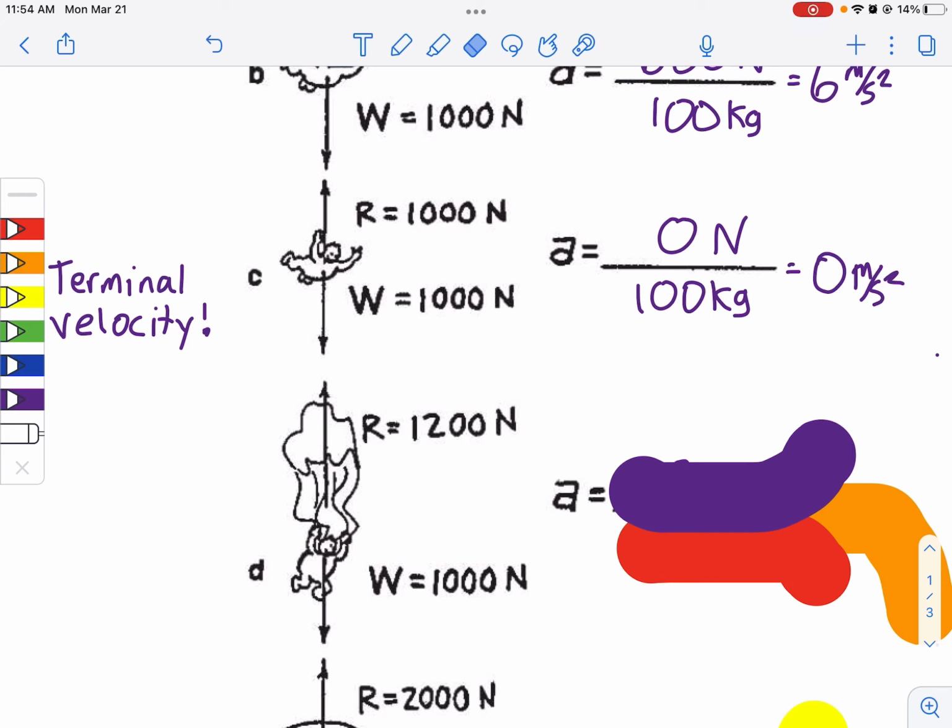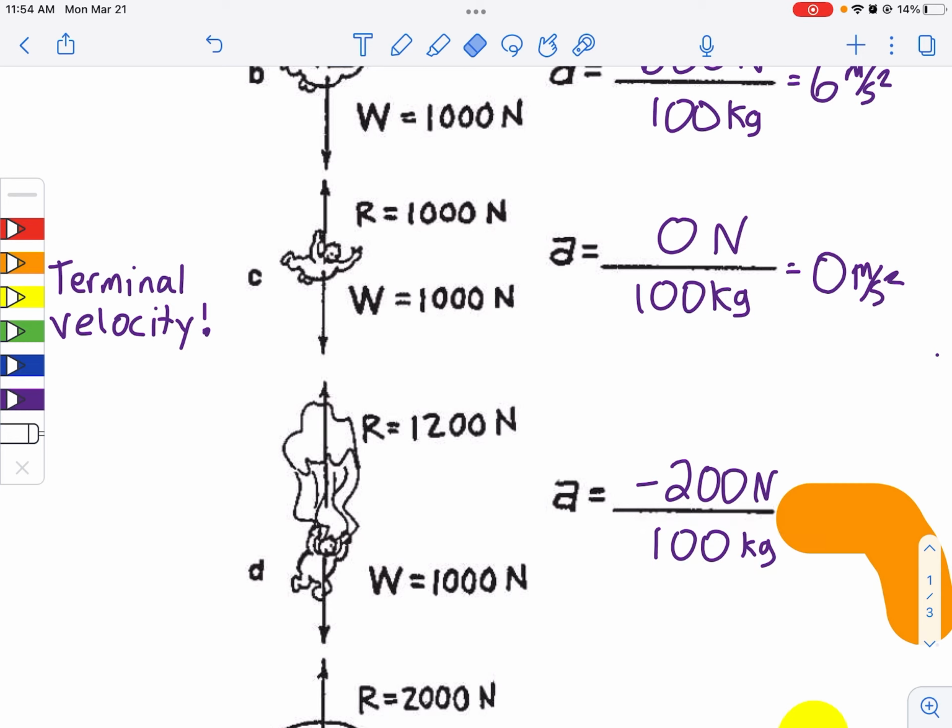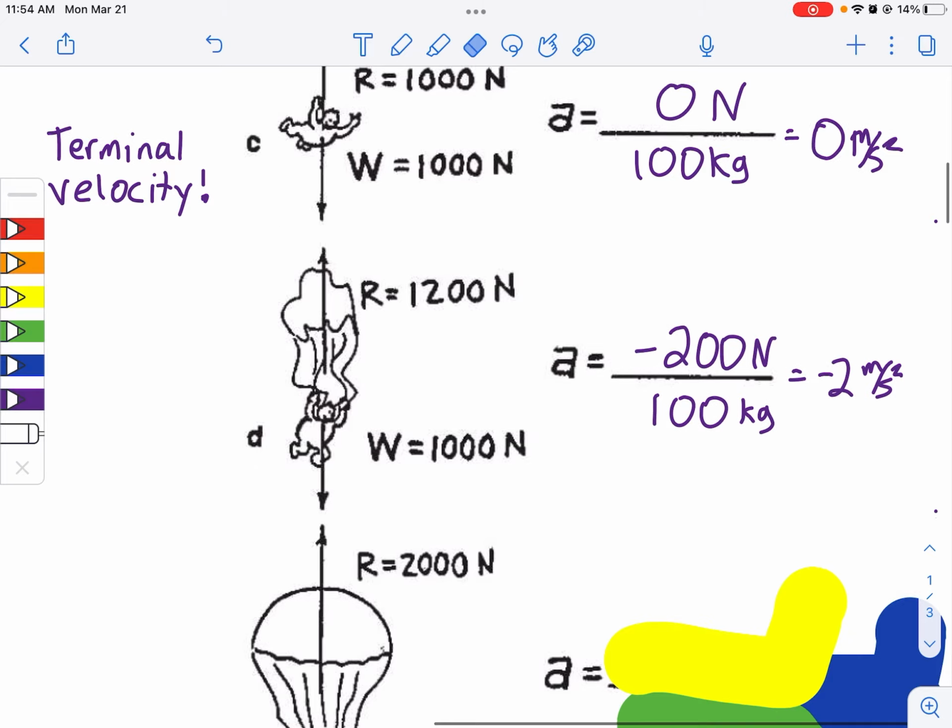Well, he's probably going to feel like he's pulled upward, which is why this air resistance is actually bigger now than his weight. So we end up with a negative force. That just means he's being pulled upward. When he's pulled upward with this negative 200 newtons for his 100 kilograms, we get a negative 2 meters per second squared. That just means he's slowing down. He's still falling down. He's just slowing down while he does it, okay?